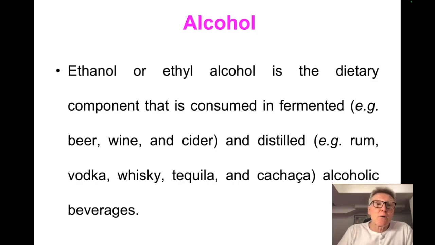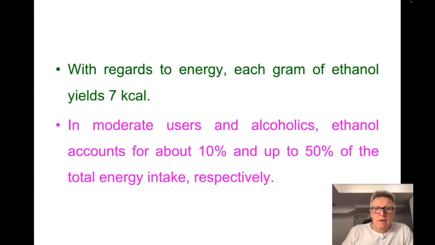Today we are going to talk about alcohol. And basically when we refer to alcohol, it is ethanol or ethyl alcohol, which is the dietary component that people consume, either in fermented form, for example beer, wine, or cider, or distilled alcoholic beverages, distilled being rum, vodka, whiskey, tequila, and cachaça, for instance. With regards to energy, 1 gram of ethanol yields 7 kilocalories.